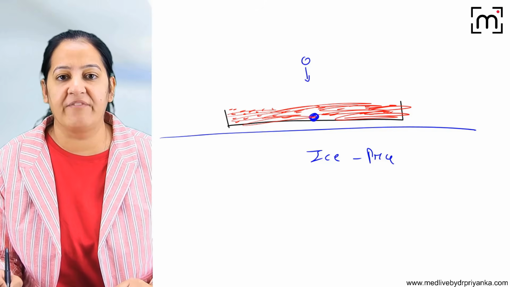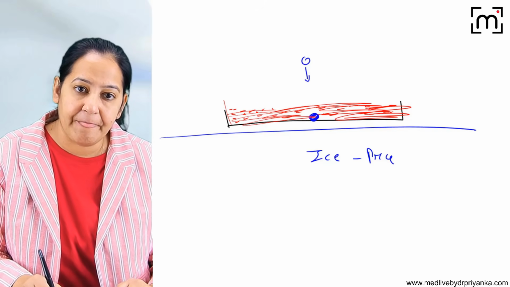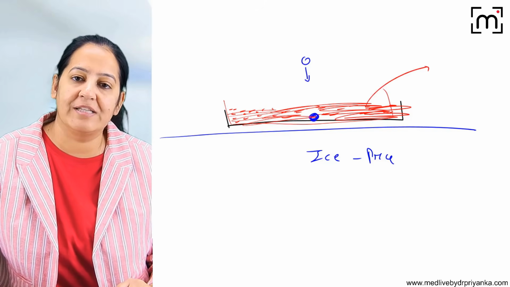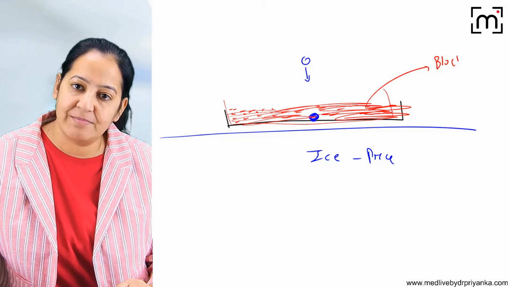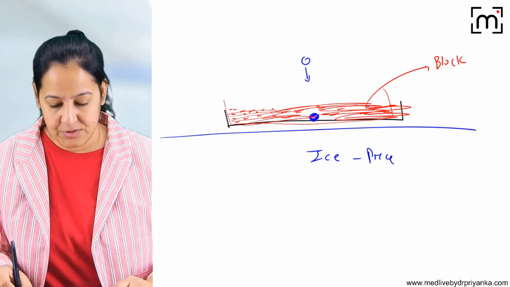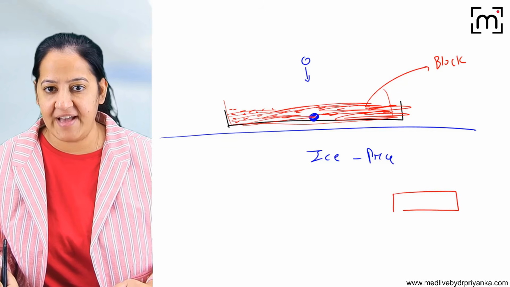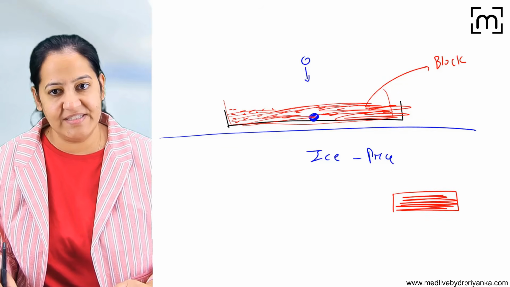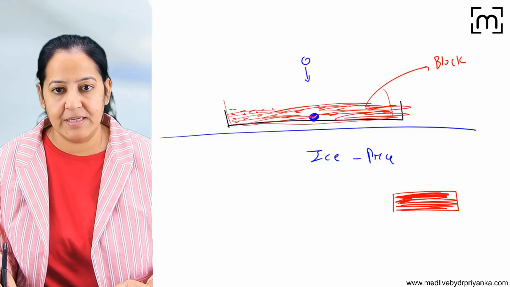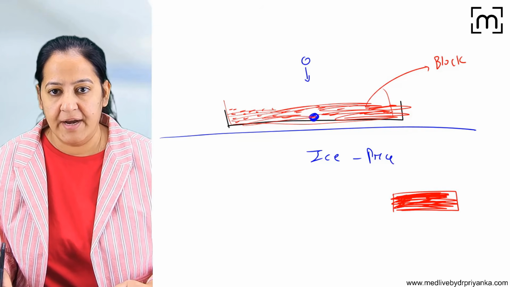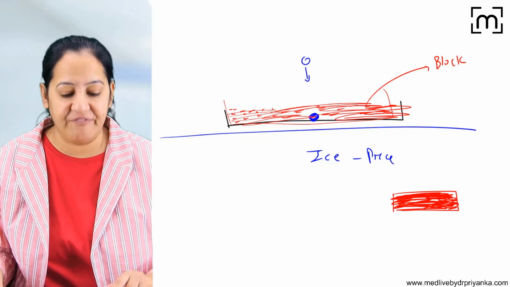It will be completely solidified. Then I will take this wax block, known as the paraffin block, out. It is the complete block of the wax. I will take it out of the cassette, where it is inside. Now I will take it out. It is a complete block of the paraffin wax.